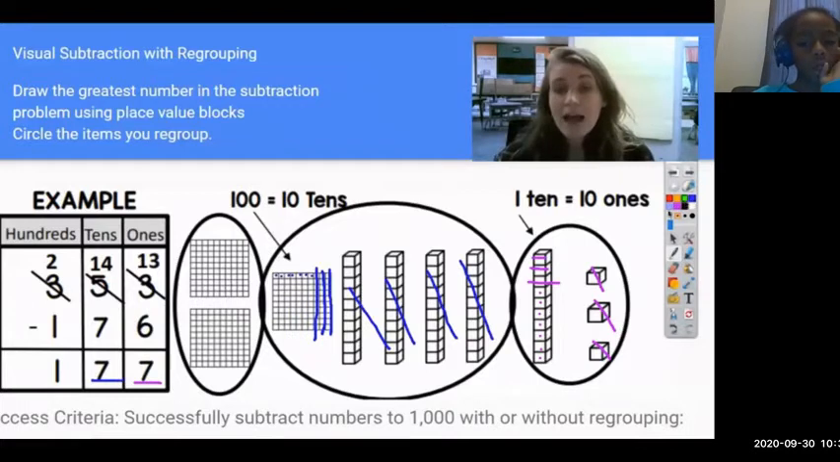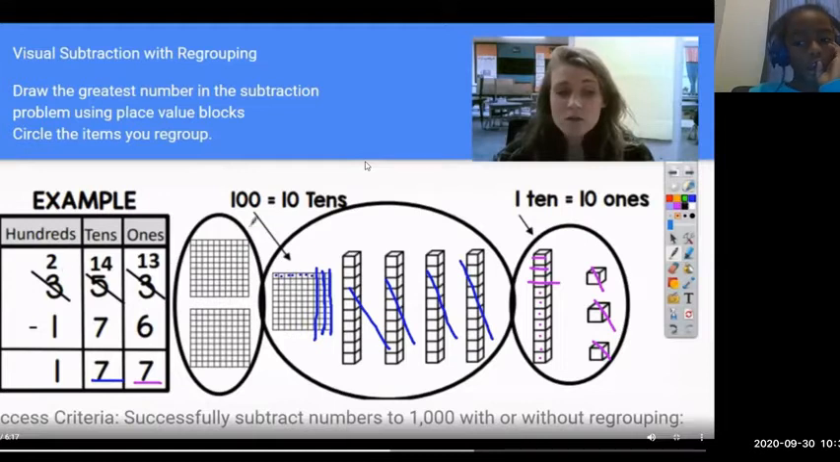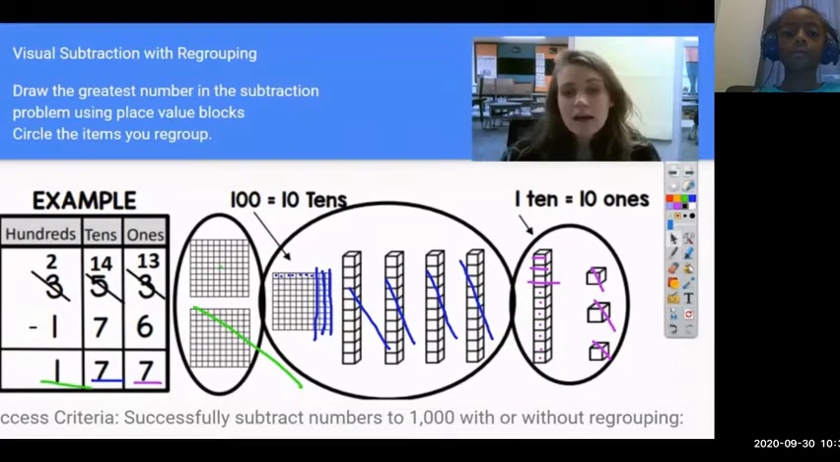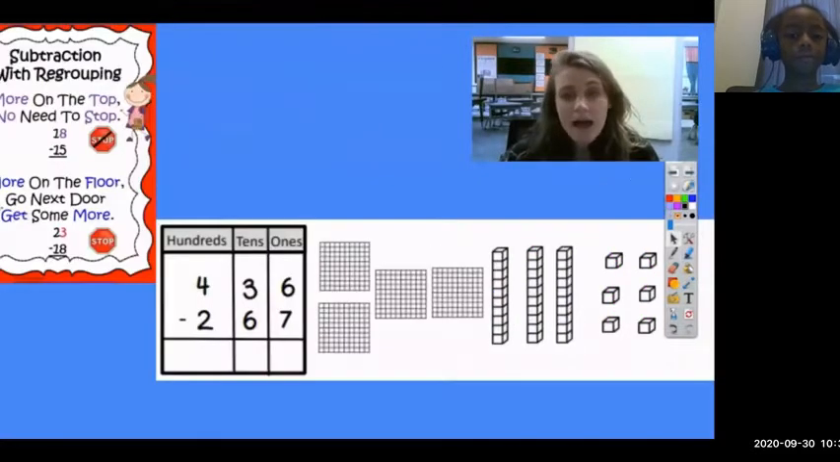Now we take a look at the hundreds. We had 3, but we moved 1 to the tens, so there's only 2 hundreds left. I'm subtracting 1, so that leaves me with 100, so there's a 1 in my hundreds place. Now you'll watch me work one out live.